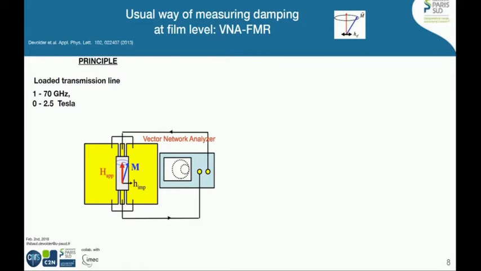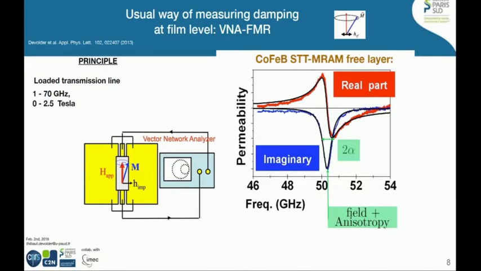But if you replace the vacuum that is around the strip line by a magnetic sample, you will add an extra permeability. So if you can frequency analyze the impedance of this ensemble, the sample plus the strip line, then this contains information about the permeability of the sample. From this you can extract the real part and the imaginary part of the transverse permeability of a magnetic sample. This is, for instance, what can be obtained on a free layer of an STT-MRAM cell.